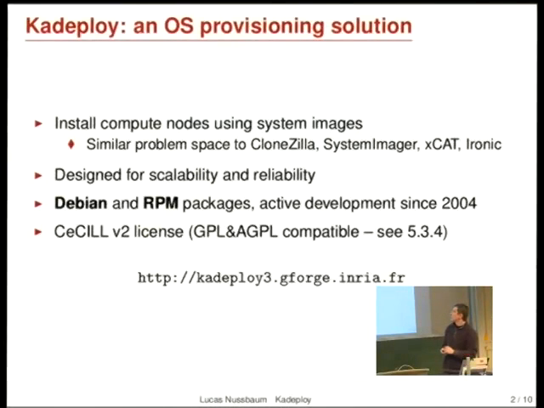We provide Debian and RPM packages, and Kadeploy development started in 2004. Kadeploy is released under the CeCILL license. Who knows about the CeCILL license? Okay, so only French people. Good, so at least one person who is not French knows about the CeCILL license. The CeCILL license is a not-invented-here syndrome product of several French organizations. The important part about it is section 5.3.4, which says that it's GPL and LGPL compatible. So you don't need to read the rest of it.